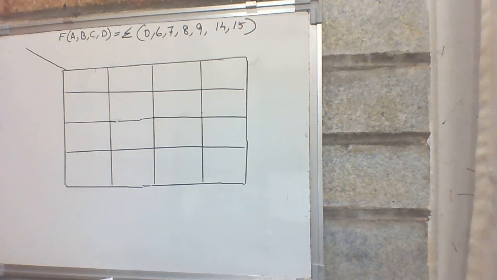Simplify the Boolean function f of ABCD is equal to sigma 0, 6, 7, 8, 9, 14, 15. Simplify means we have to find out the reduced SOP. SOP means sum of product or sum of min terms. Then how to draw the K-map.